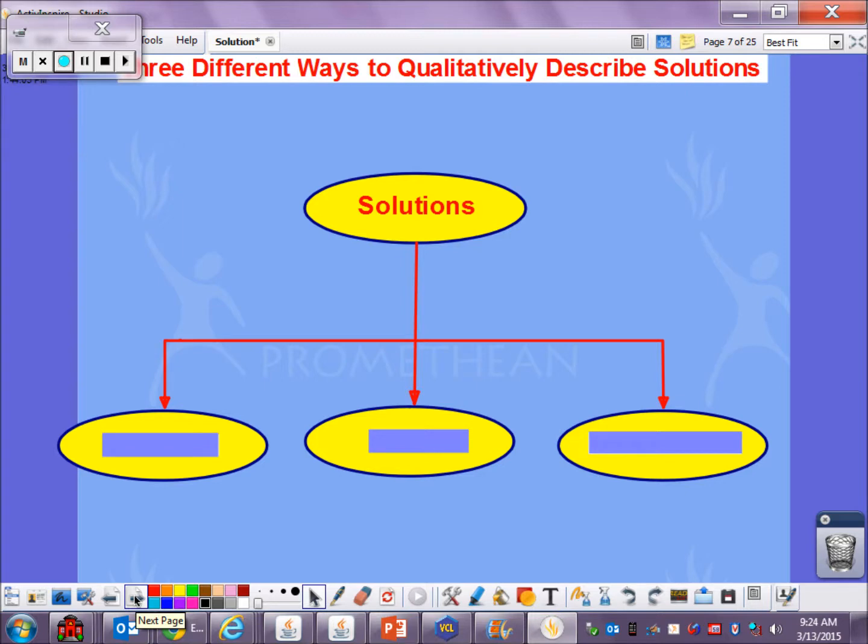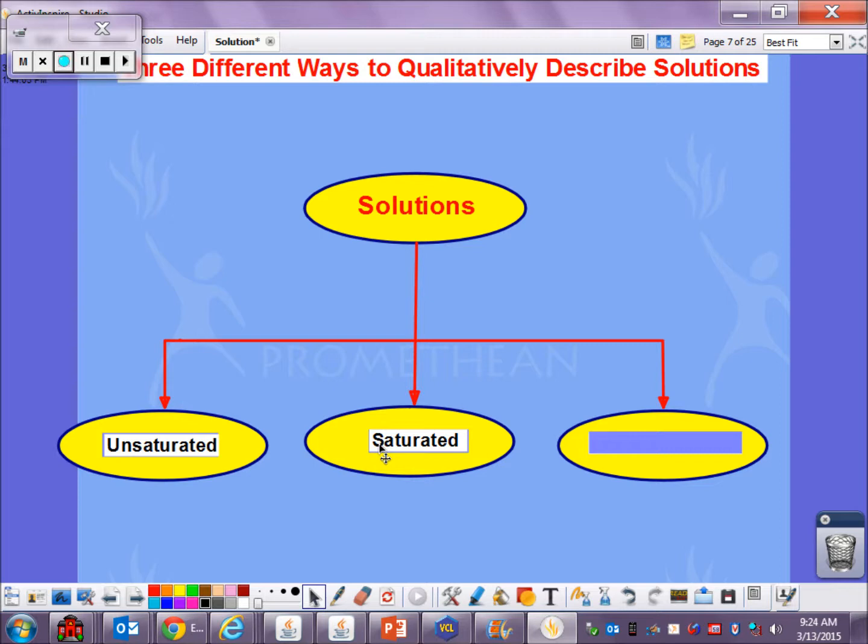We also learned different qualitative ways to express concentration. The solution can be unsaturated, which means it can dissolve more solute. If you add more solute, it will dissolve. The solution can be saturated, which means it has dissolved the maximum it can dissolve at a specific temperature.